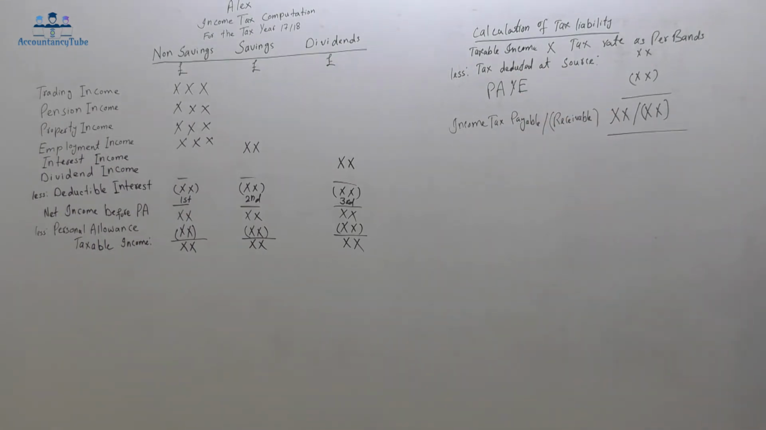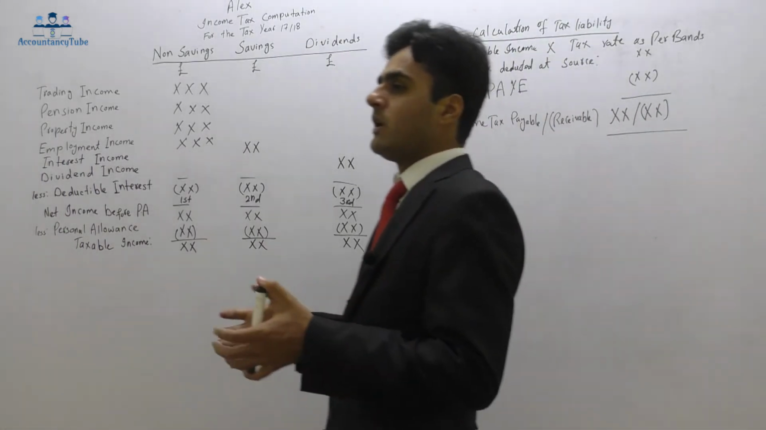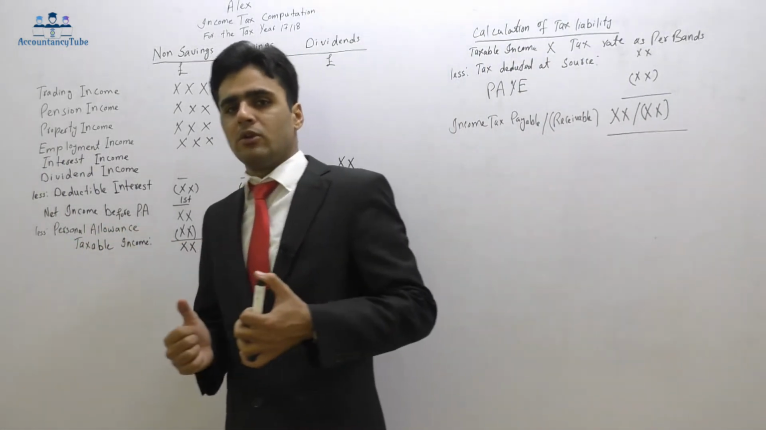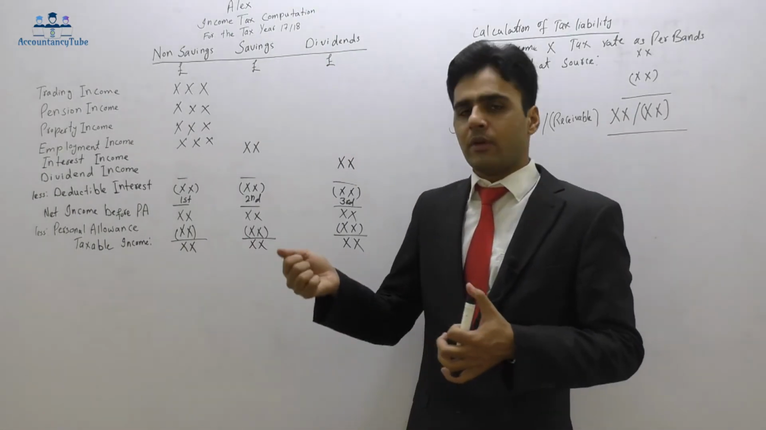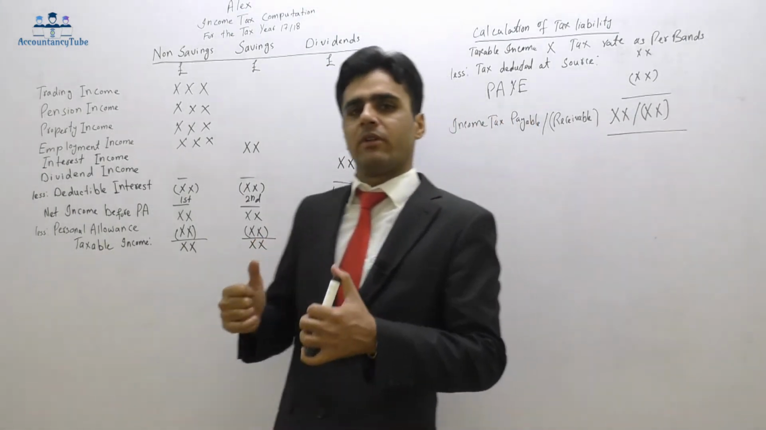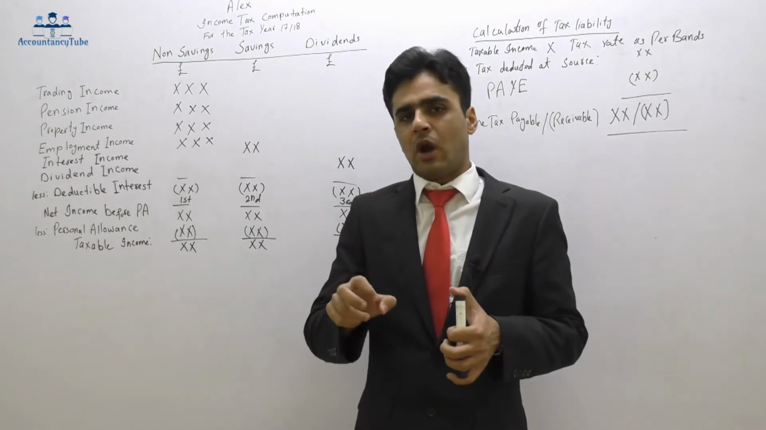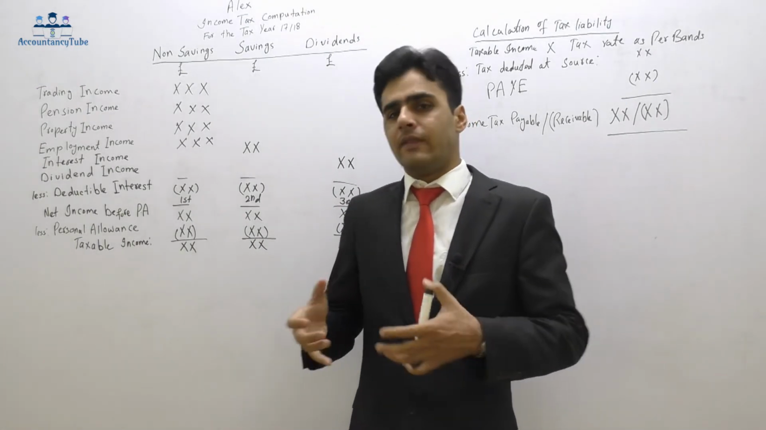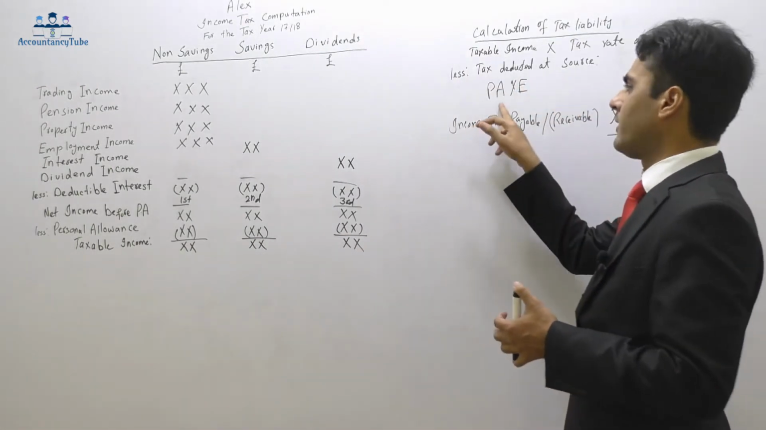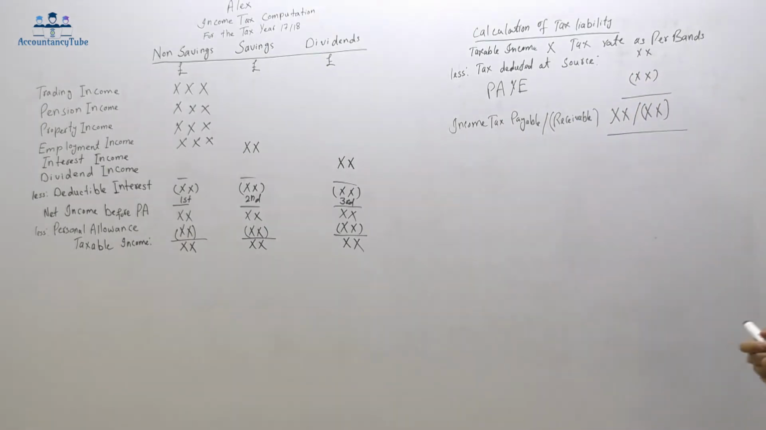Alright? Now tax deducted at source is a tax which was deducted when the money was paid to you. When you are working for someone and you are being paid some salary, some amount is taken out of your salary as taxation. That amount is pay as you earn, P-A-Y-E, pay as you earn. So we will deduct that amount.